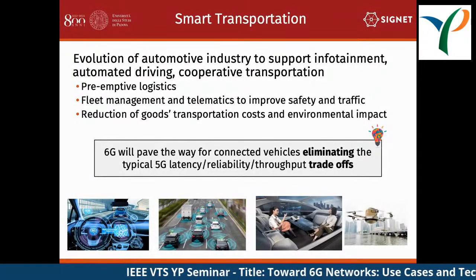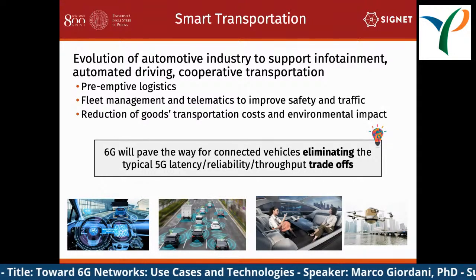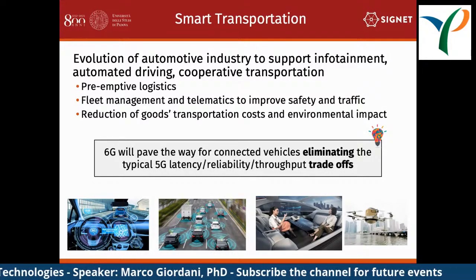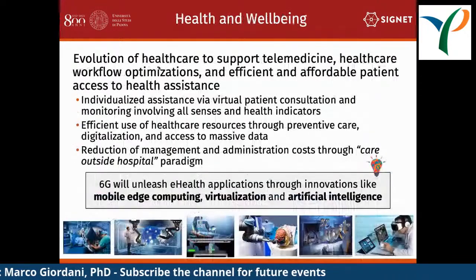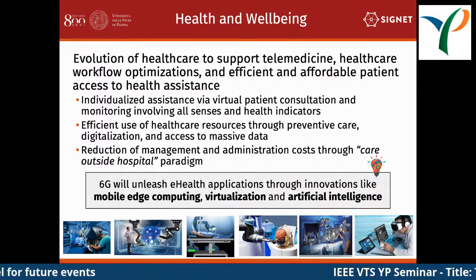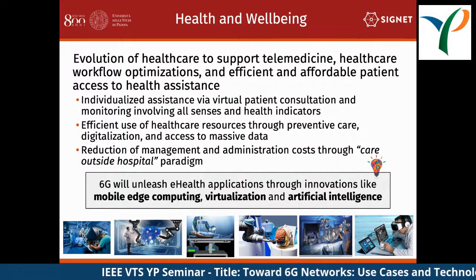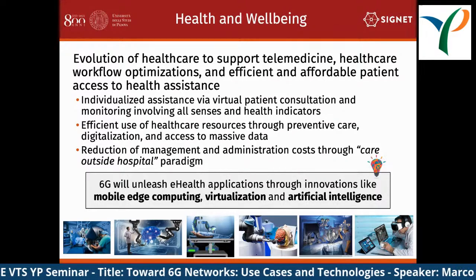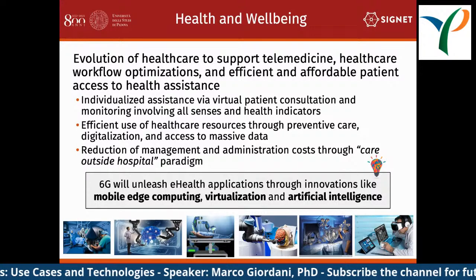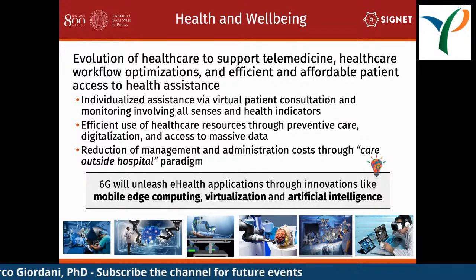Think about the catastrophic consequences of a communication failure within the autonomous driving use case. And so this is something that has to be carefully looked through when it's up to 6G. And healthcare will also have a very prominent role in the context of 6G. We are talking about the evolution of healthcare to support telemedicine. The idea is to transition from a traditional provider-patient relationship towards the so-called care outside the hospital paradigm. So now the primary care services will be delivered directly to the patient's home.